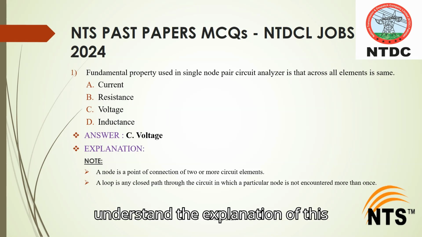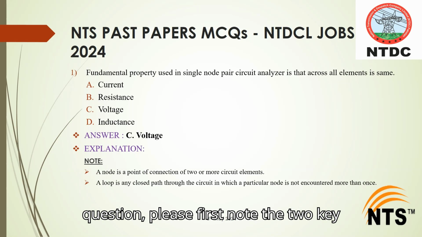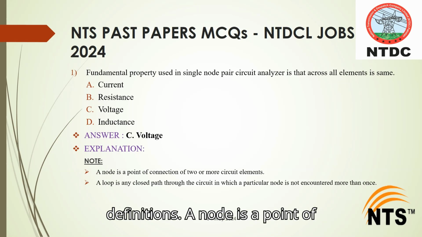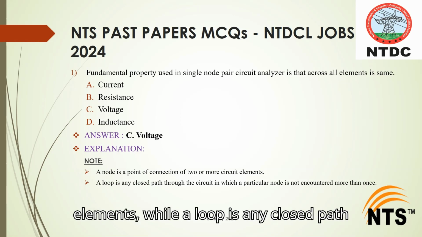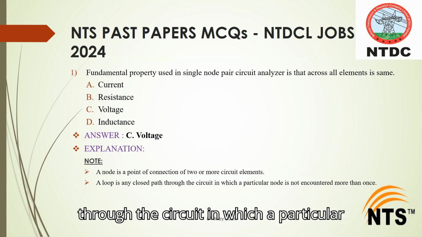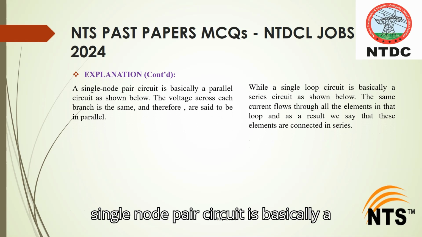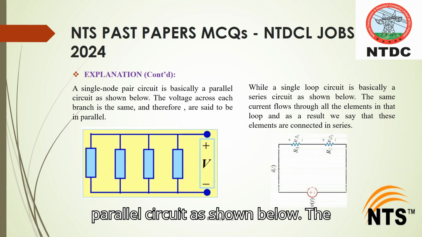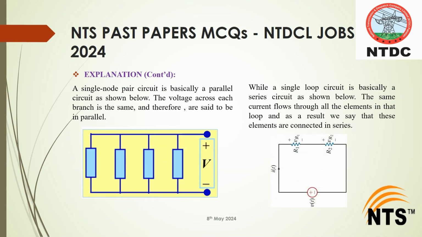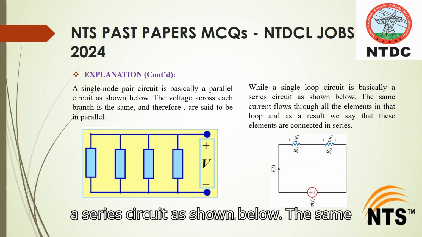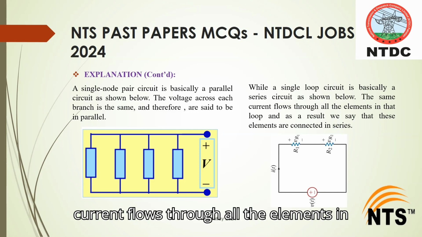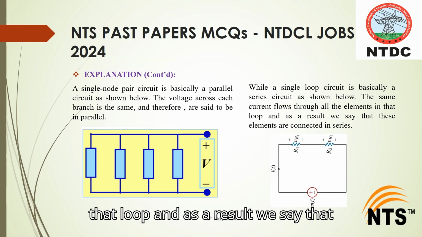To understand the explanation of this question, please first note the two key definitions. A node is a point of connection of two or more circuit elements, while a loop is any closed path through the circuit in which a particular node is not encountered more than once. A single-node pair circuit is basically a parallel circuit as shown below. The voltage across each branch is the same, and therefore they are said to be in parallel, while a single loop circuit is basically a series circuit as shown below. The same current flows through all the elements in that loop, and as a result we say that these elements are connected in series.